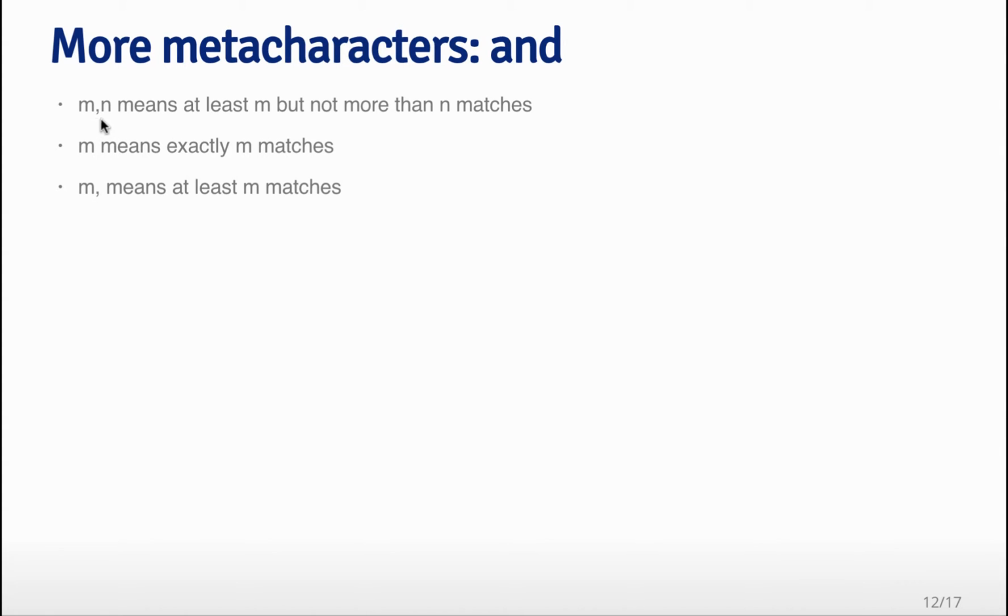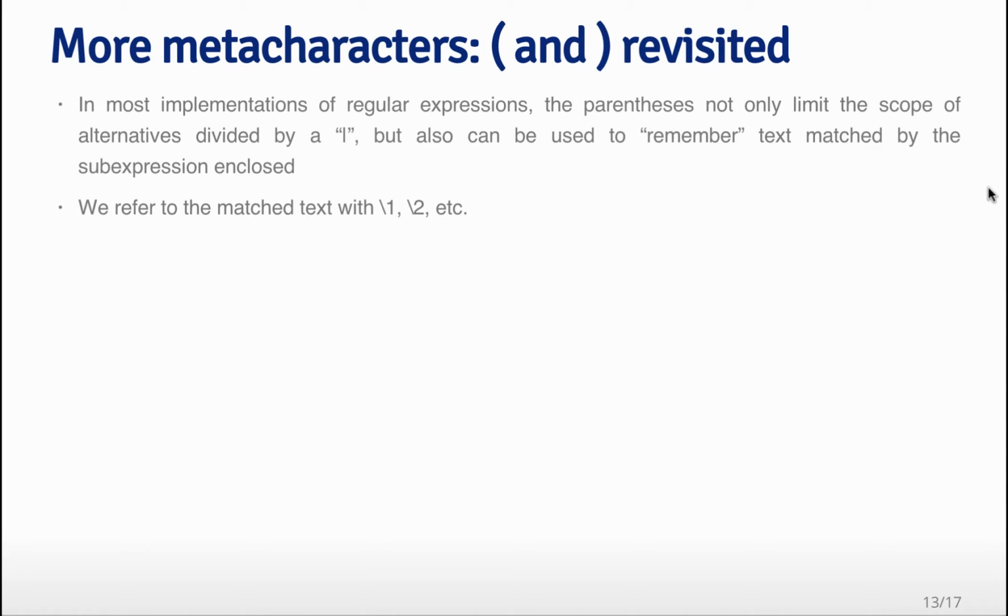If you use m comma n within the curly bracket, that means at least m times, but not more than n matches. If you only use one number m, it means exactly that many matches. If you use m comma, that means at least m matches to that regular expression.